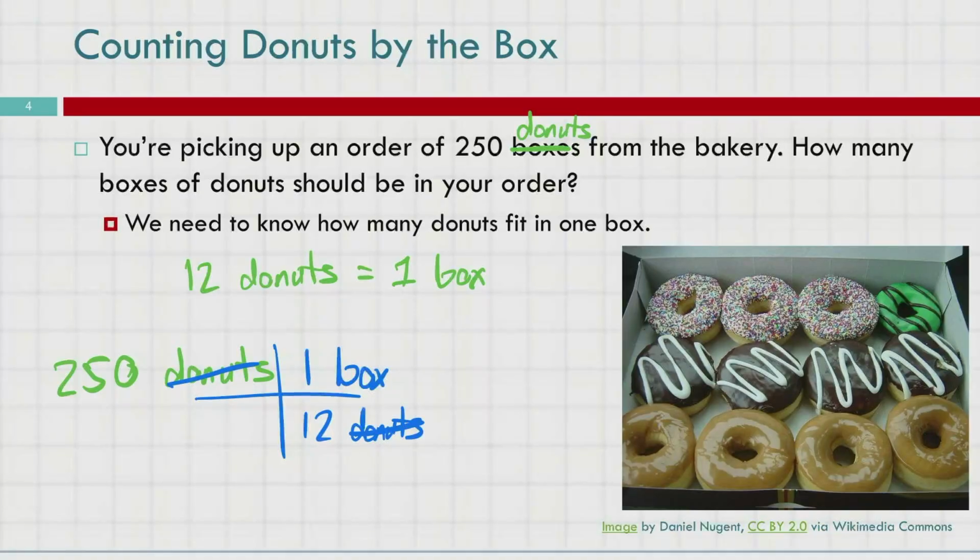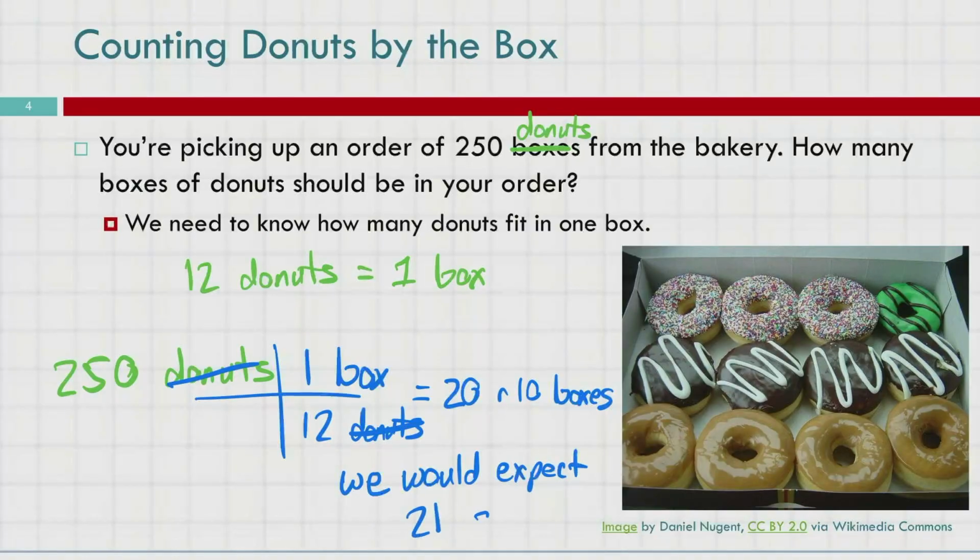So we would take 250 and divide it by 12, and we would get 20 with a remainder of 10, because I don't know what 10 divided by 12 is off the top of my head. Boxes. They're probably not going to just set 10 donuts out by themselves. They would probably also be in a box. So we would expect 21 boxes of donuts. So we could roll up to the bakery and count the number of boxes.